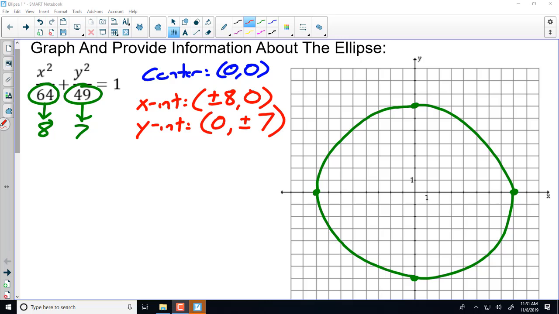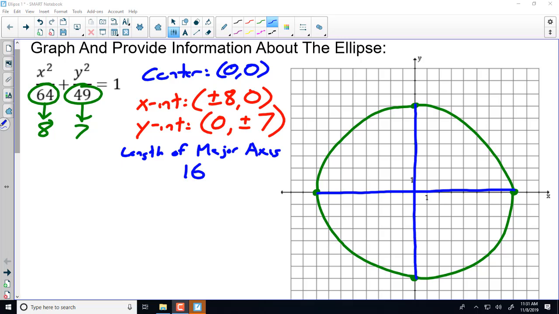What else can we do? Well, if you look at this long way across the ellipse right here, there's always a long way and a short way across an ellipse, that's called the major axis. So the length of the major axis is going to be 16 units total. And then if you go the other way across, that's the minor axis, everyone. And in this case, the length of the minor axis is going to be 14 units.